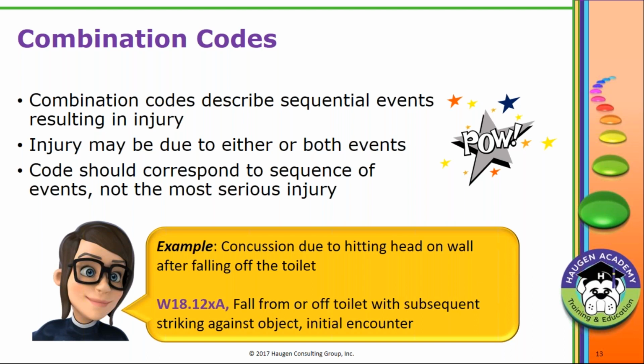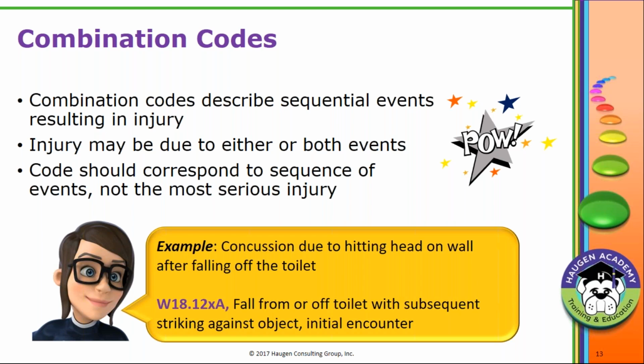So the example here, this one sounds a little embarrassing to admit when you come to the doctor: concussion due to hitting head on the wall after falling off the toilet. And the code for that is W18.12XA, fall from or off toilet with subsequent striking against object, initial encounter. And you gotta love the coding terminology that they use for this.